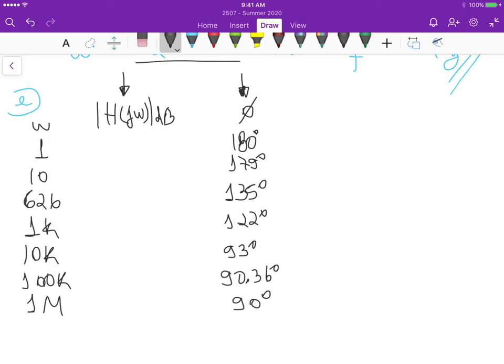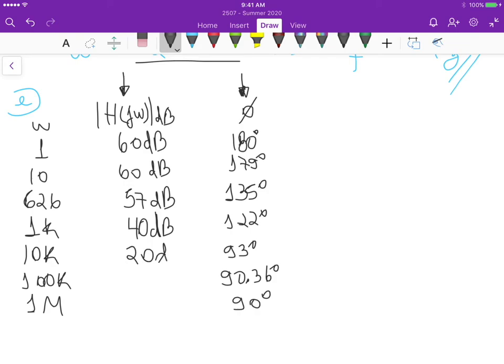And for the magnitude, it stays at 60 dB here, which would be expected. For lower frequency, we stay at 60 dB. So this one here is exactly the 3 dB point, so we know that it should be 57 dB. And then we start decreasing by 20 dB per decade. So it's roughly 40 dB here, at 10K it's 20 dB, at 100K it's 0 dB, and then here is minus 20 dB.